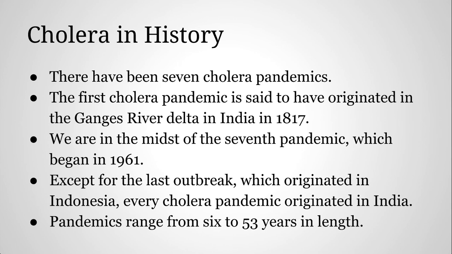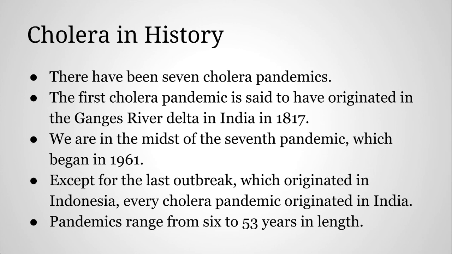So there have been 7 cholera pandemics beginning in 1817, when the disease was spread from India on trading ships, crew members, and infected cargo. Except for the very last outbreak, which began in 1961, all of the outbreaks originated in India, which is interesting. I think it has something to do with probably the climate. The 7 pandemics range from 6 to 53 years in length.